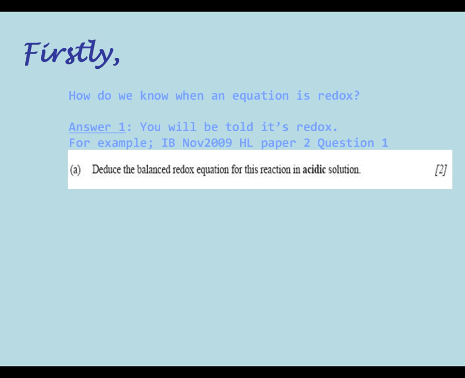Firstly, and most importantly, we need to know when an equation is a redox equation, and so when to use the appropriate rules. So the first answer to this question would be you'll be told that it's a redox equation. If we look at an example from the IB November 2009 paper 2, higher level question 1, the first part of the question says to deduce the balanced redox equation for this reaction. So you're told that it's a redox equation and you are asked to balance it.